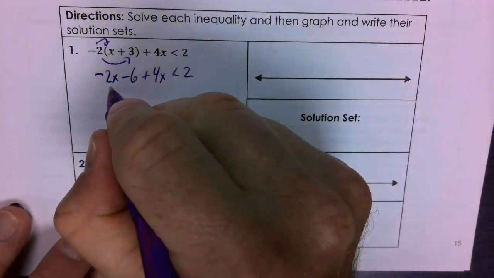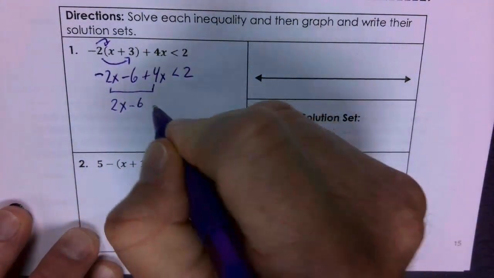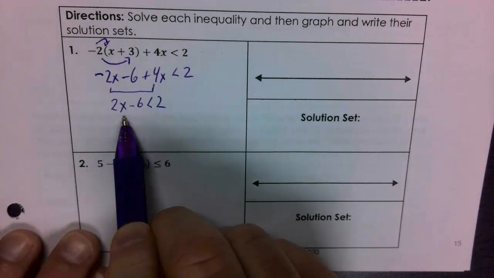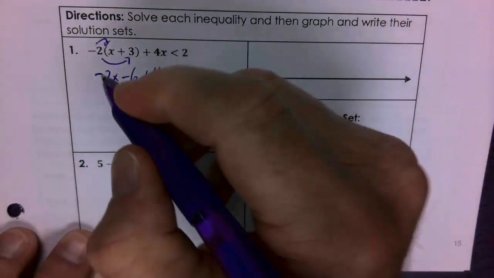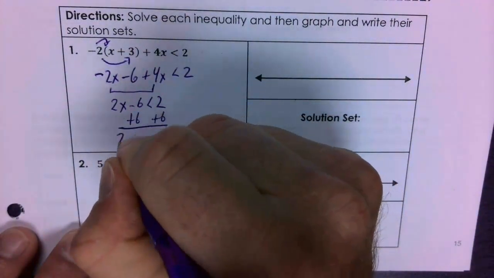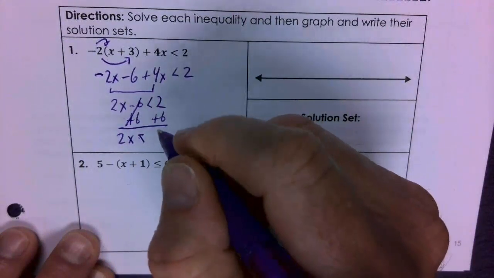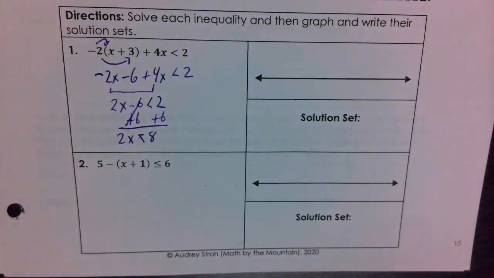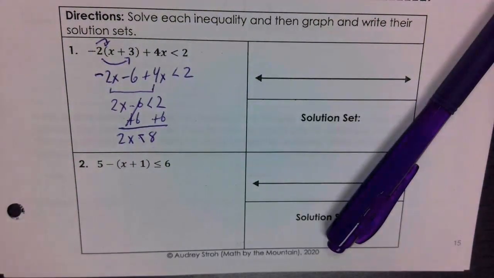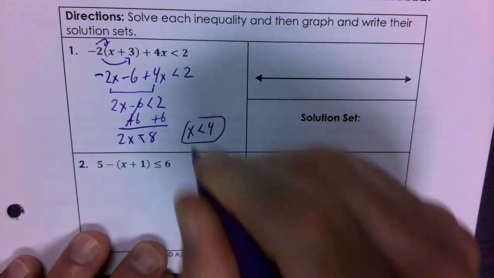So now I've got to combine the terms. So I'm going to use my brackets here. That gives me a 2x minus 6 is less than 2. Notice I switched the x to get it to the front part of the problem. I'm going to take the opposite of my 6 because I need to isolate the variable. This cancels out. Put my sign there, that's going to equal 8. So my solution set, or I'm sorry, my x is going to be less than 4.